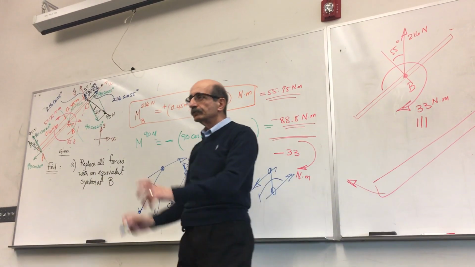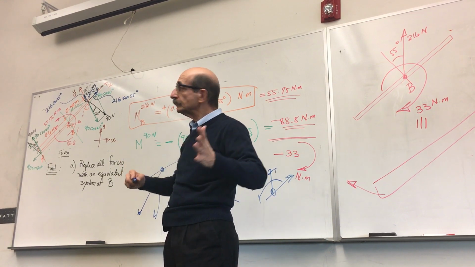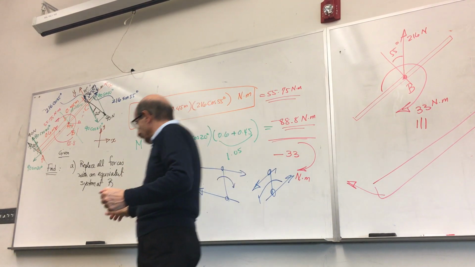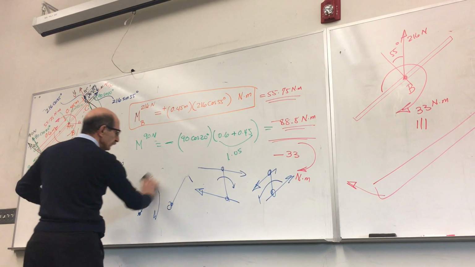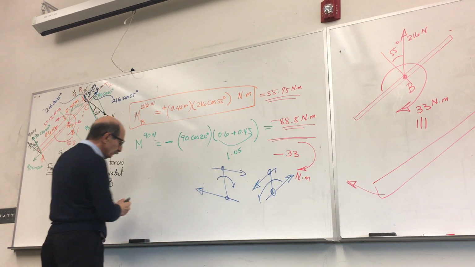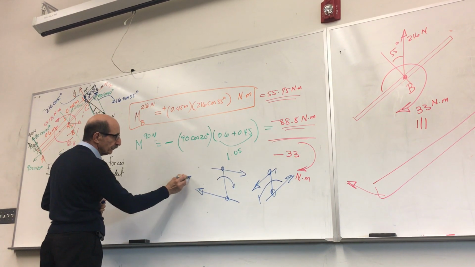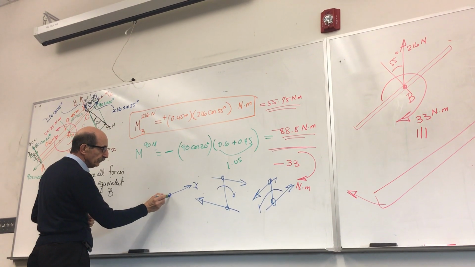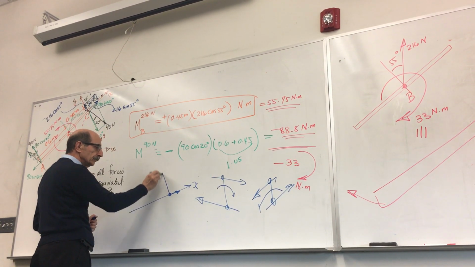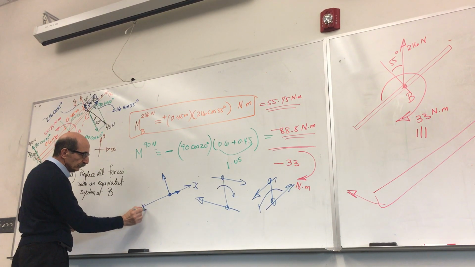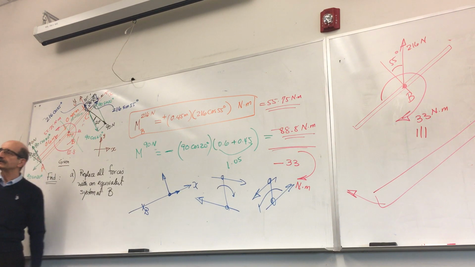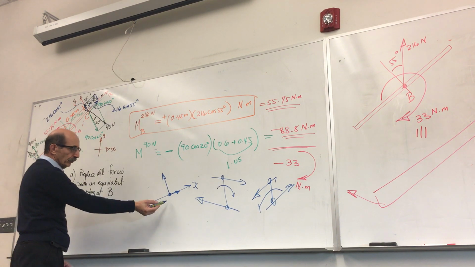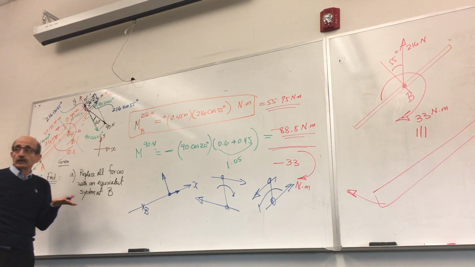So why did the X component get canceled out in the 216 one again? The reason it canceled out is this. This was the x-axis, so this is the x component, this is the y component, and you want to take the moment about point B. This one has a moment, because how do you find a moment?